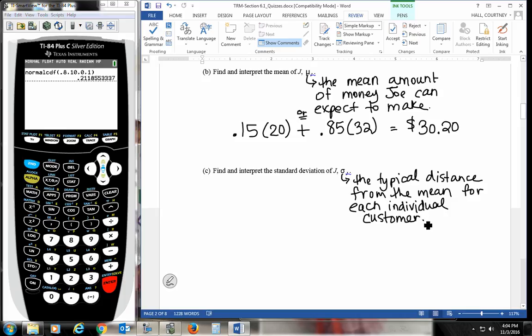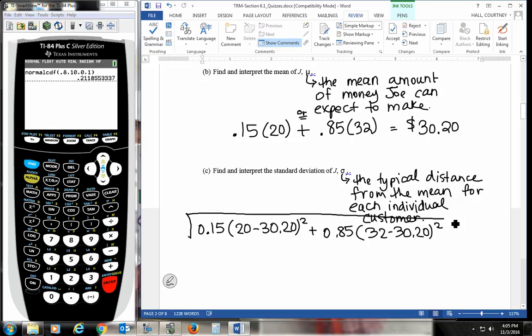Okay, so the not so fun way of doing it is to actually work it out. So we're going to find the variance first. The variance would be 0.15 times 20 minus 30.20 squared plus 0.85. I don't want a parenthesis there, so I'm going to erase that and rewrite that. 0.85 times 32 minus 30.20 squared. That would give us the variance, and then if you take the square root of that, you get back your standard deviation. So where the heck did I get these numbers from?